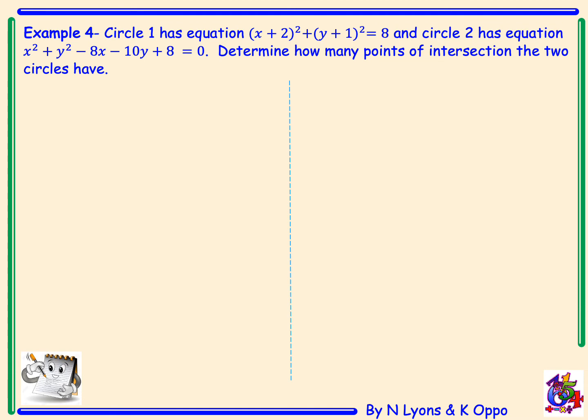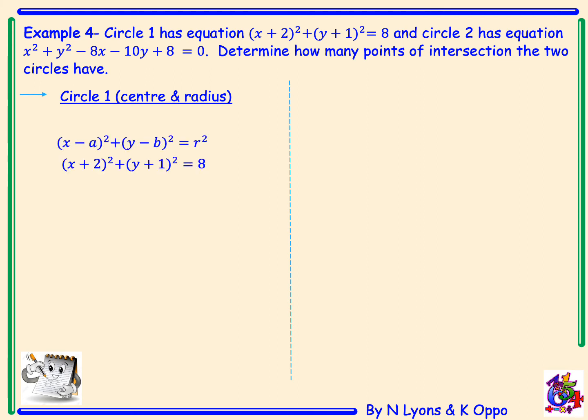Example 4. Circle 1 has equation x plus 2 all squared plus y plus 1 all squared equals 8, and circle 2 has equation x squared plus y squared minus 8x minus 10y plus 8 equals 0. Determine how many points of intersection the two circles have. So first of all, let's look at circle 1, its centre and its radius. So looking at the general form of the equation of the circle, x minus a all squared plus y minus b all squared equals r squared, and we'll compare that to the one we've been given.